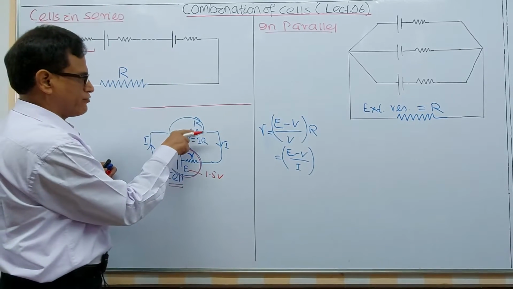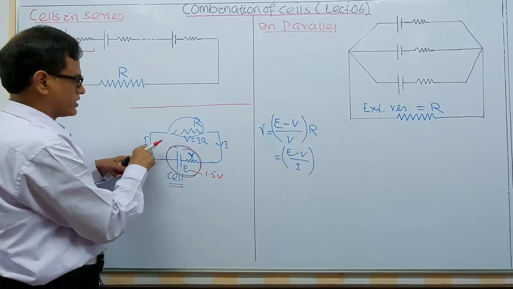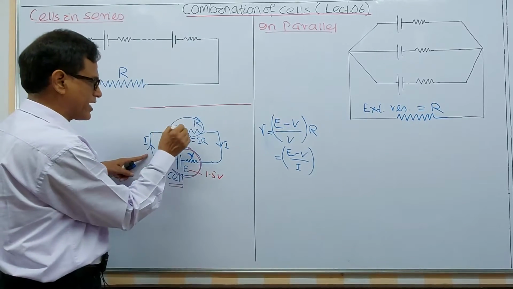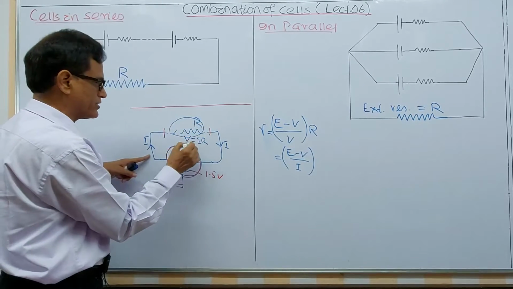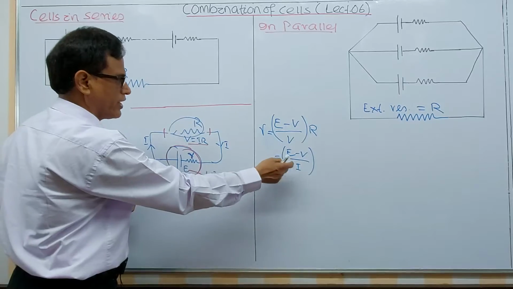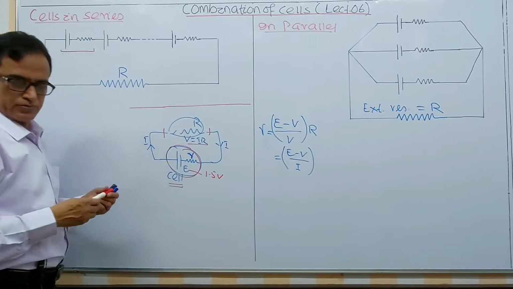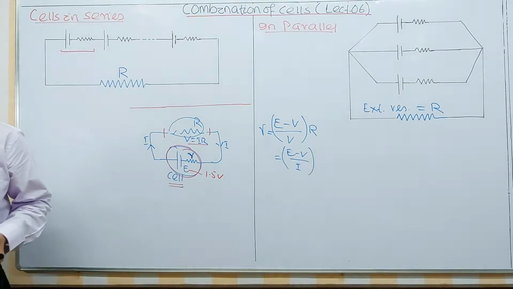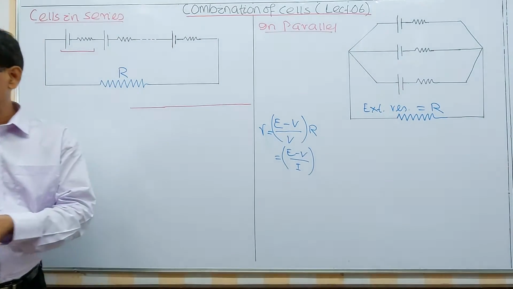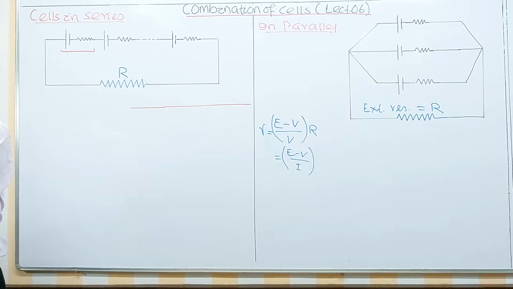Now externally, if you have connected resistance R such that it controls the current in the circuit as I, then the voltage developed across it, the potential difference, is IR, and the internal resistance is calculated according to this formula. Accordingly, we can have some numericals over this. Let me slightly discuss one example which has been asked in your board exam.